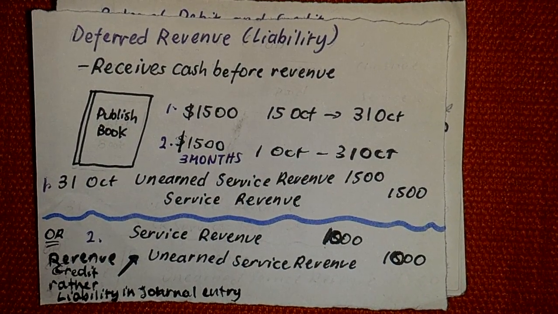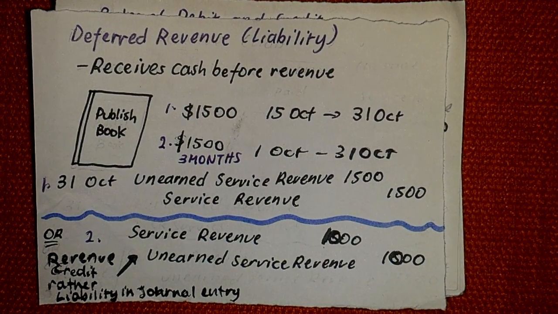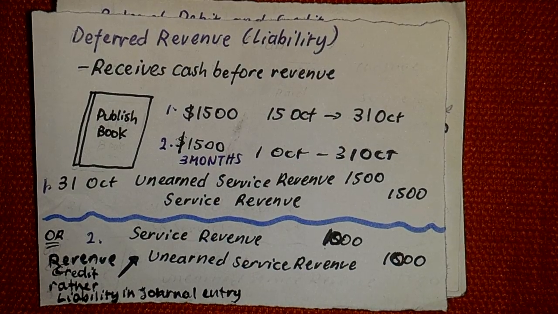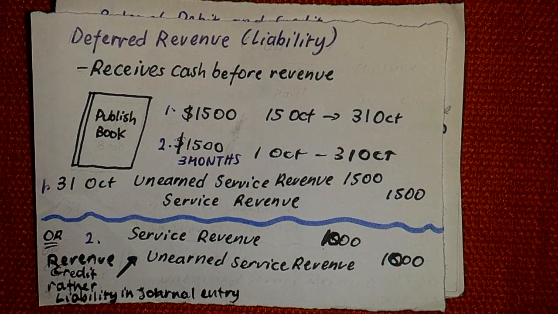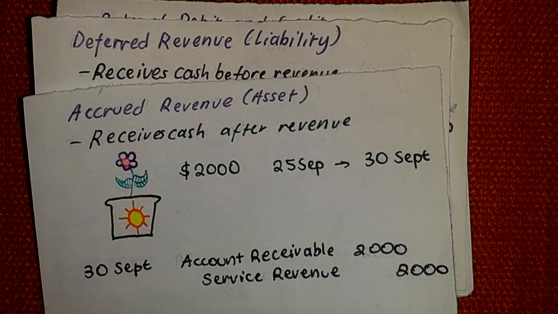This adjusting entry is shown in the second part, where debit service revenue, $1,000 of what is left, and credit unearned service revenue of $1,000. Now on to example 2.